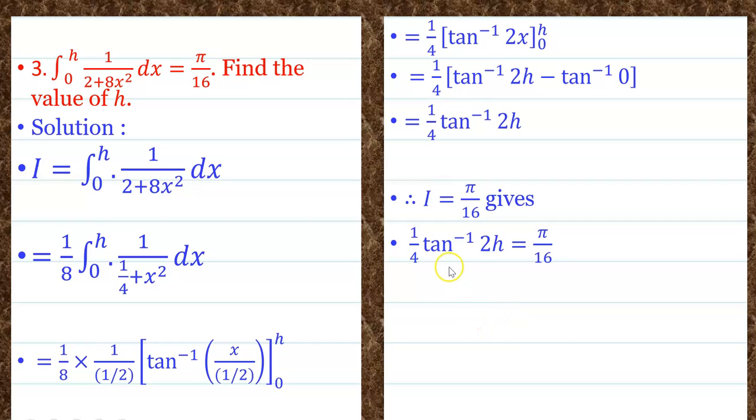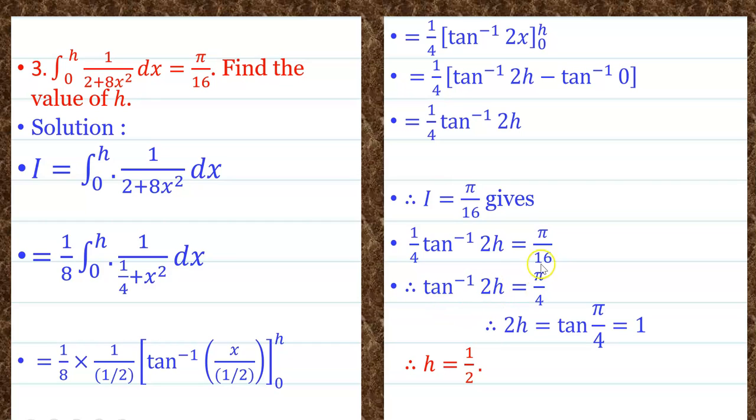If we simplify, you will get tan inverse of 2h is equal to pi by 4, and then 2h is equal to tan of pi by 4. What is the value of tan of pi by 4? It is 1. 2h is equal to 1, and therefore h is equal to 1 upon 2, and therefore the answer of h is 1 upon 2. Normal and simple integration.